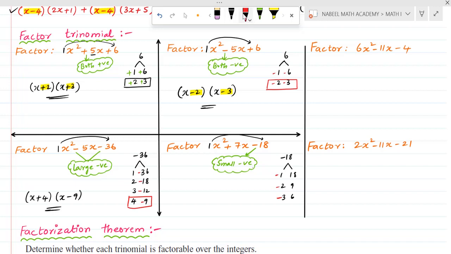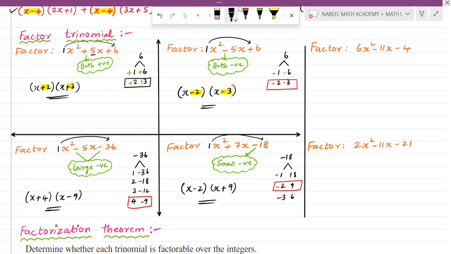So which one is correct for this type of problem? I need the plus 7. Therefore, you will get the plus 7 by adding minus 2 and plus 9. So I can write it directly. The value will be x minus 2, x plus 9. That's it.